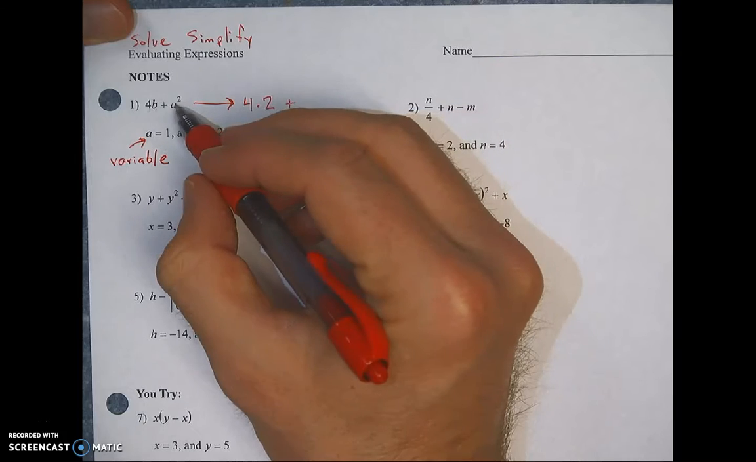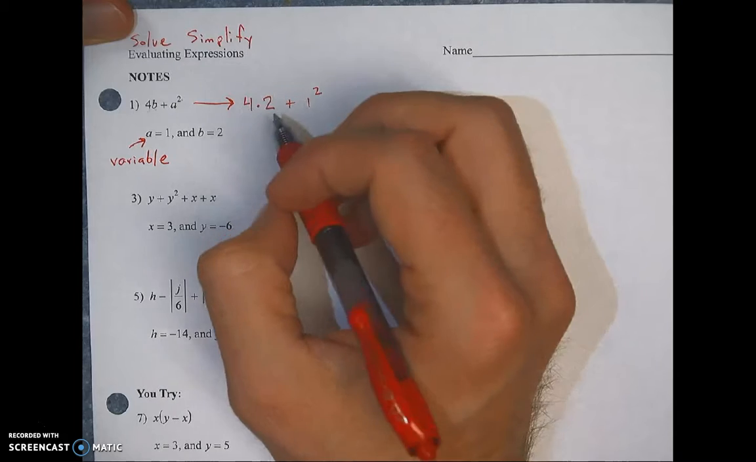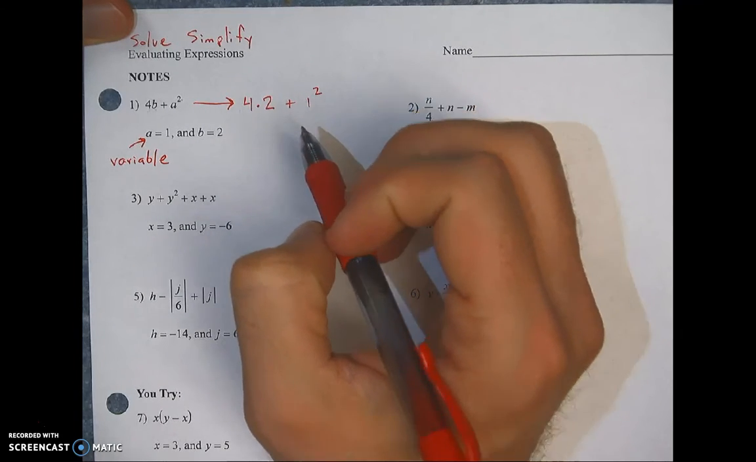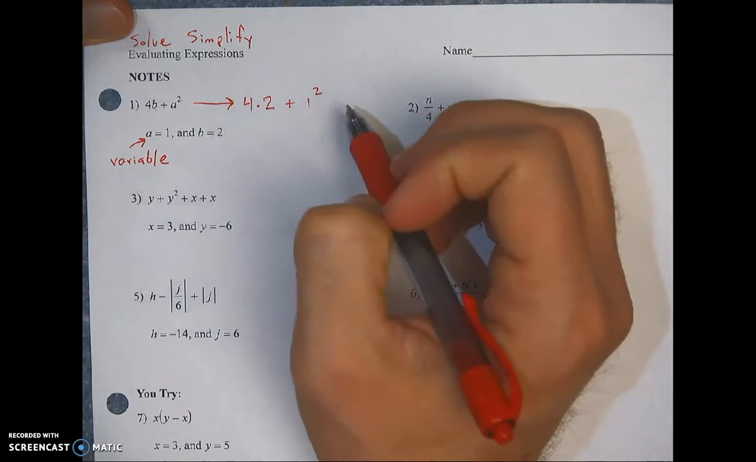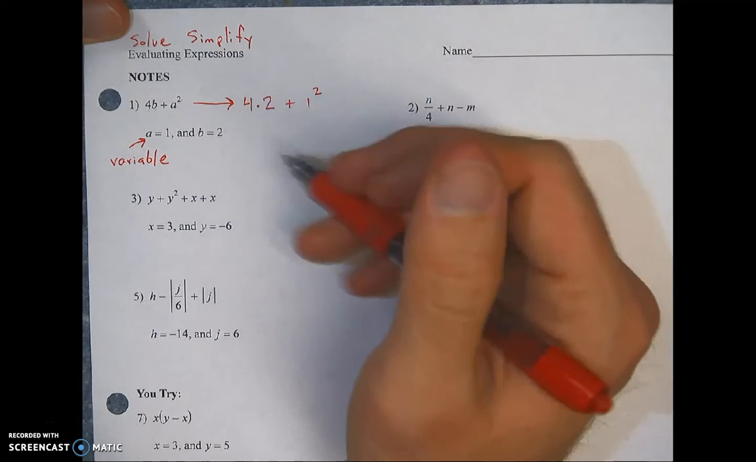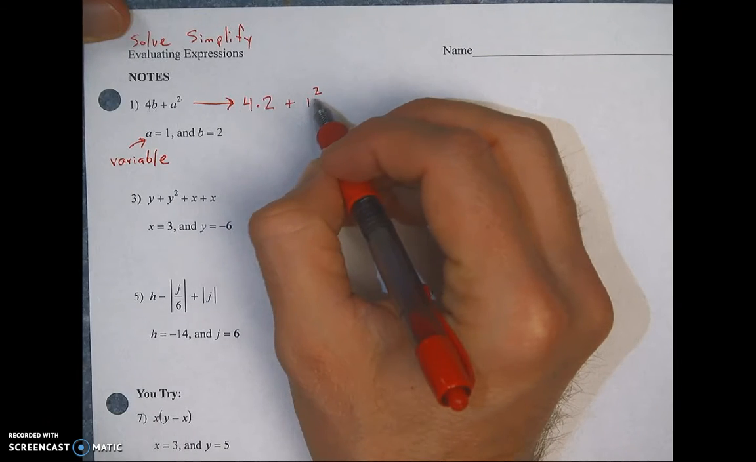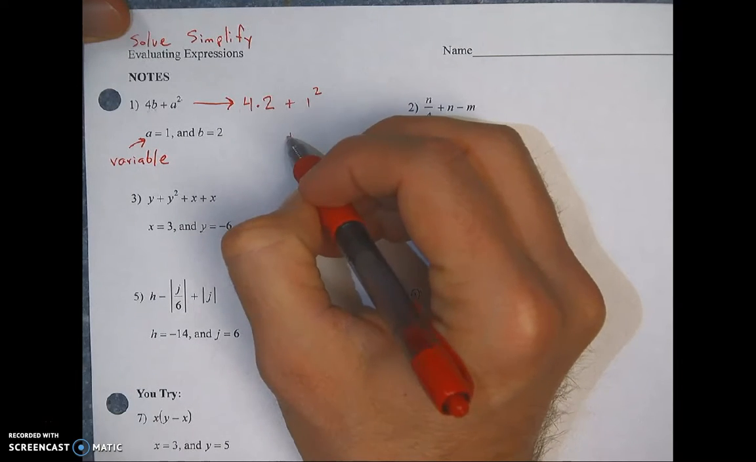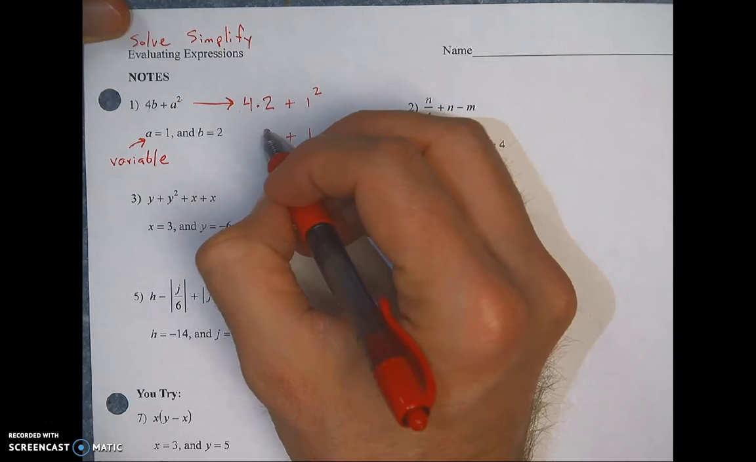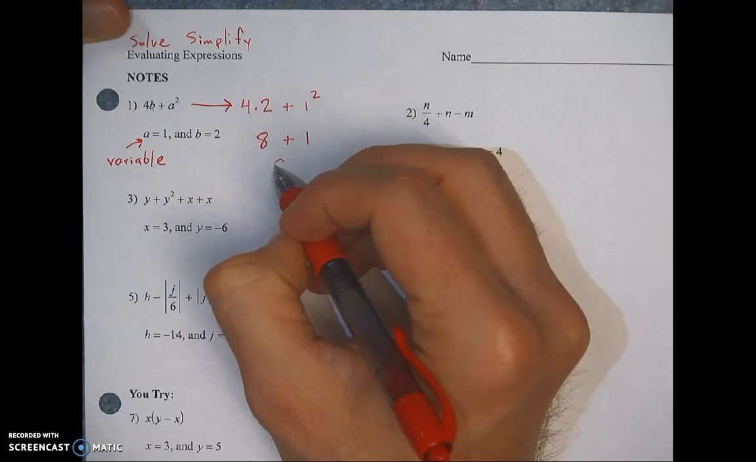Plus, and now a to the second power is 1 to the second power. Now, even if you already knew this was 8, I don't want you to write that yet. The first step is to just rewrite everything with the numbers in the right spot. If you mess that up, you can't get the question right. So I want to see how you replaced everything, and then from there, now you can start solving. So following my order of operations, the first step would be to get rid of exponents. So 1 squared is 1. Next is multiplication. So 4 times 2 is 8. And then all I have left is addition, so my answer is 9.